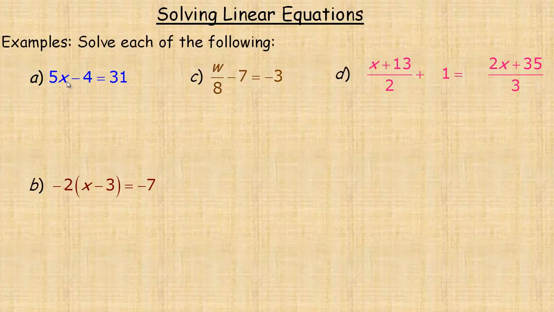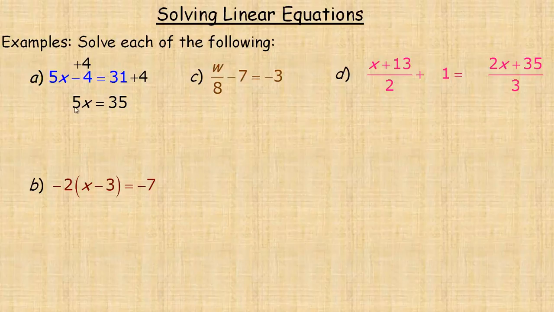That's why I want to get the 5x term by itself, or isolated, alone on one side. And so that's why we would add 4 to both sides first here, because there's a minus 4 here. What adding 4 does is it gets the 5x all by itself, isolated on the left. And on the right, we add 31 and 4 to get 35.